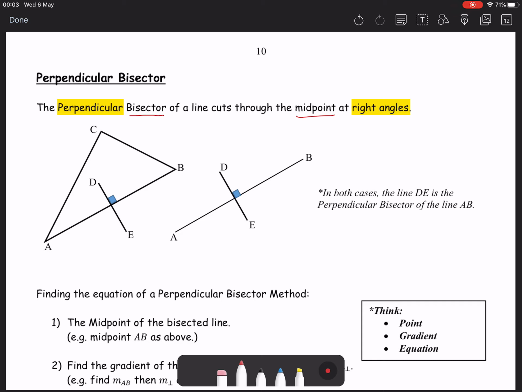Okay, this can occur within a triangle. In the ABC triangle, we have the perpendicular bisector DE cutting at right angles, as we can see, and it bisects, cuts exactly through the middle of AB. With our second example, we have the line AB, and again it cuts at right angles and exactly through the middle of AB.